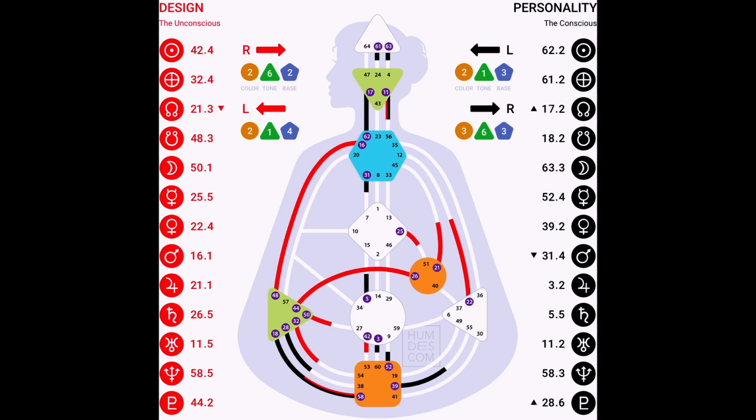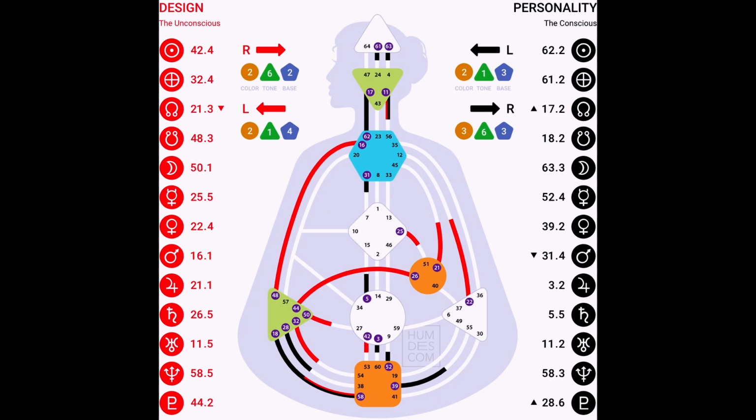The other thing that you can see in the chart is what type of authority I have, how I am designed to make decisions well in this world. And as a manifestor, there are only a couple of types of authority that you can have. I have the authority of splenic because my spleen is activated.